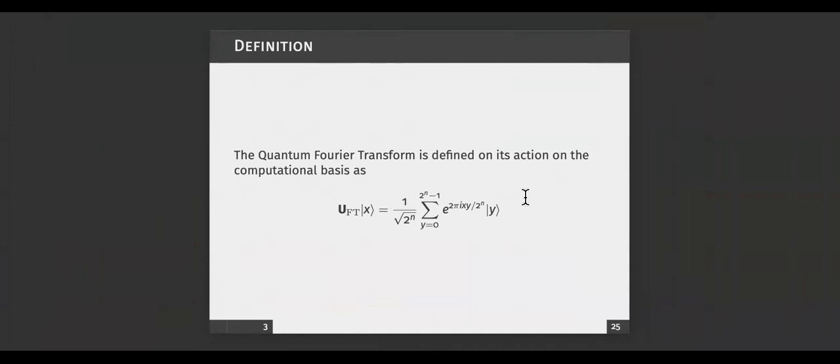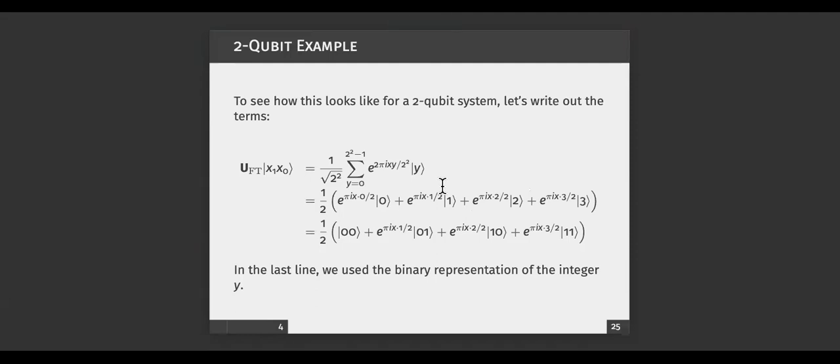So let's begin with 2 qubits. If you have 2 qubits, then n is equal to 2, and we can expand this equation like this. What you have is a summation with 4 terms: 1, 2, 3, 4. And you can see that y is varying from 0 to 3, while the x remains constant.